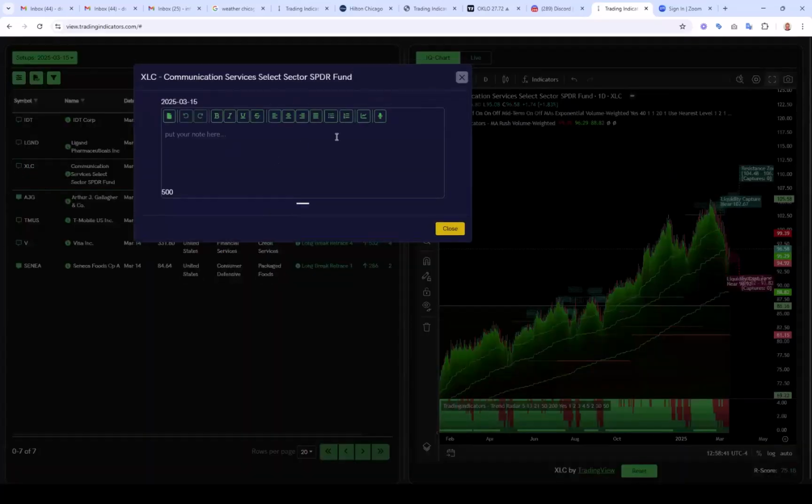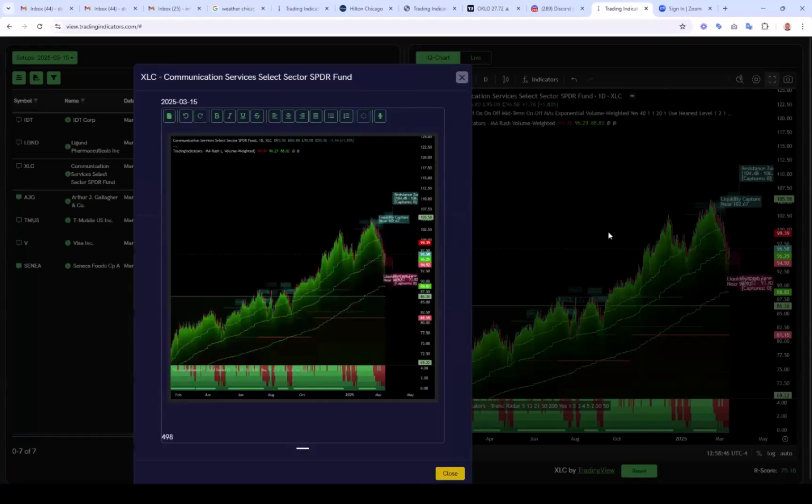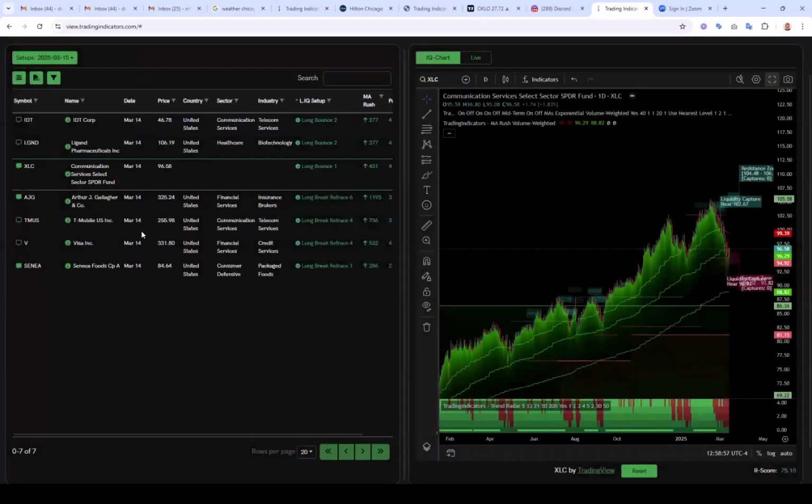So I'm going to add a trade note here, and I'm just going to add a screenshot of the chart as we see it right now. Hopefully next week we can come back to this one to say, hey, Daniel, this one worked out nicely as well. Hopefully, fingers crossed. So I'm going to close it. Okay, that's that one. Let's move on to this one here.